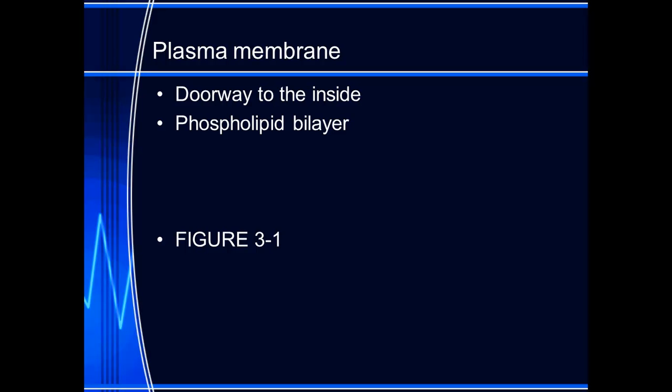Wrapped around the entire cell is a plasma membrane, and that is the doorway to the inside of the cell. And in your text on figure 3.1, there's a fairly good pictorial of a plasma membrane. It is made of a phospholipid bilayer supported also by cholesterol. And what's really interesting is that all of your plasma membranes have a marker on them. It's actually called an integral protein, and that particular marker represents the DNA that is prescribed in the nucleus.